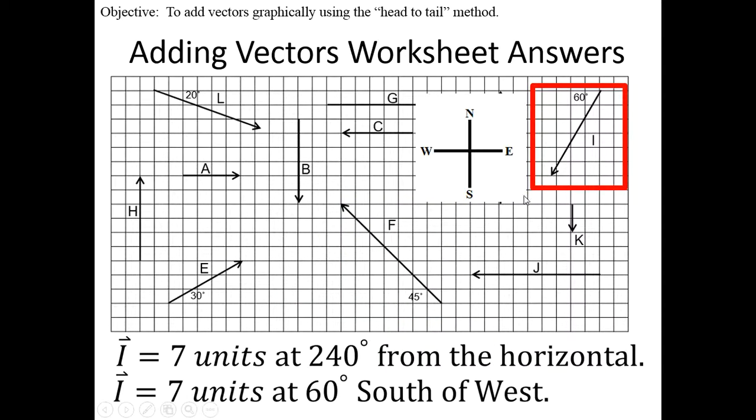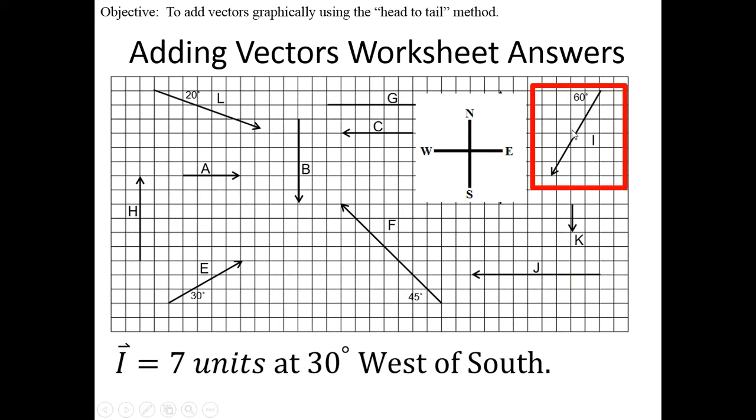For I here, we've got 7 units. So I start at the horizontal, work my way around counterclockwise, going up to 90, over to 180, and then 180 plus another 60 is going to give me 240 degrees from the horizontal. Now, a second way to designate this angle is going to be with 60 degrees south of west. So I'm going to go west, and then 60 degrees south of that is going to be my vector here. And that's how you designate that.